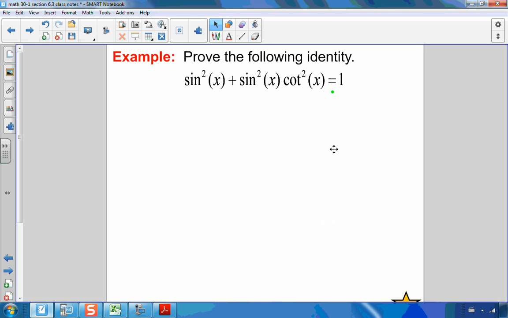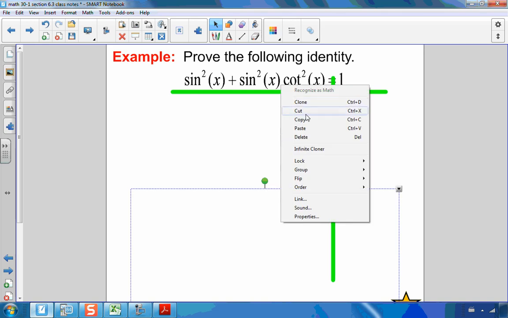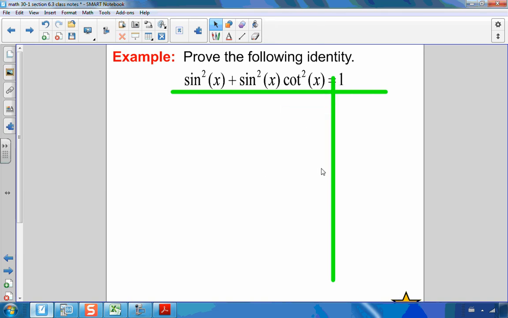Okay, let's try this one here. So, ooh, this looks fun. Sine squared plus sine squared times cotan squared equals 1. So I'm going to draw a big line down my paper. And on the left-hand side, I notice both those terms have a sine squared. So I'm going to try and factor that out, see what that gives me. So sine squared x, factoring that out, I'm left with 1 plus cotan squared. And it's equal to 1.